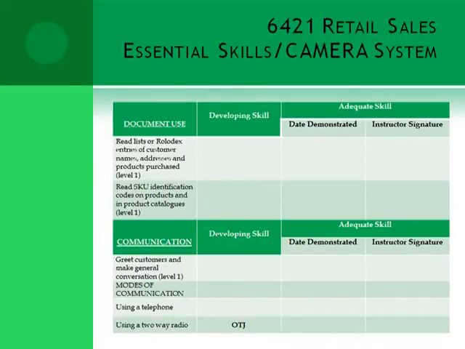At the bottom of this chart, you can see the letter OTJ. This refers to on the job. This is an example of a skill that students would gain while at an integrated work training opportunity.